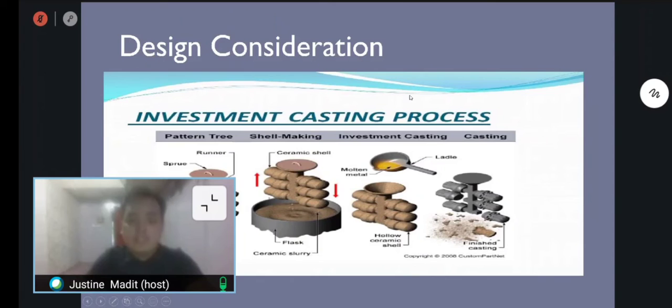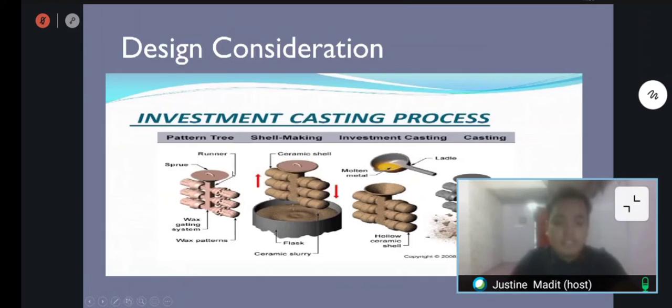Then we will proceed with the design consideration of the casting process. In the casting process, there are four stages. The first is to make a pattern tree. Basically, the investment casting process is to make more than one product. It can make a lot of products, like a dozen products at a time. So this is the example of the product. This is the product itself, 1 2 3 4 5 6, and this is what we call the gating system, with the sprue up here, and the runner to where the molten metal will go through.